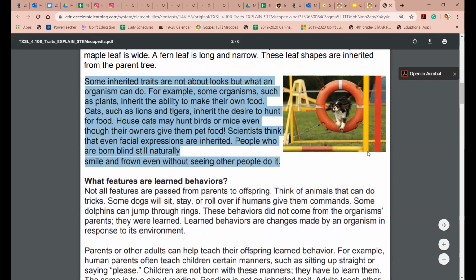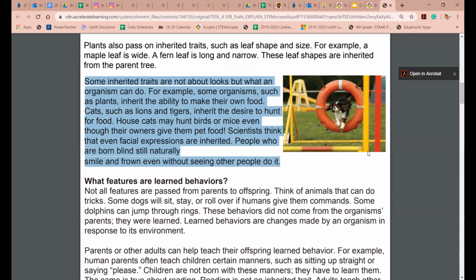Okay, so some inherited traits are not about looks, but what an organism can do. So those are going to be your internal features or traits, things that we can't necessarily see just by looking once and looking away. These are a little more in depth. So for example, some organisms like plants inherit the ability to make their own food. We already know what process that is. That's called photosynthesis. Cats, such as lions and tigers, inherit the desire to hunt for food. Like I said with bears, that's just an instinct that they are born with. House cats may hunt birds or mice, even though their owners give them pet food. I don't know if y'all have any house cats at home, but I personally don't here.